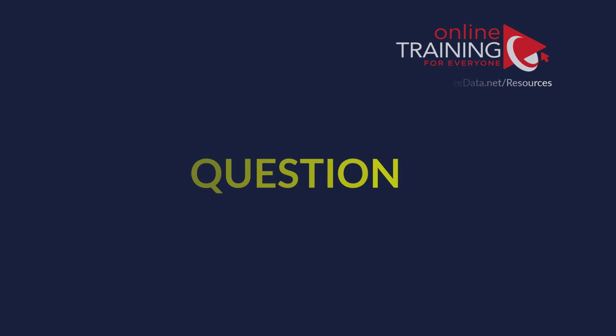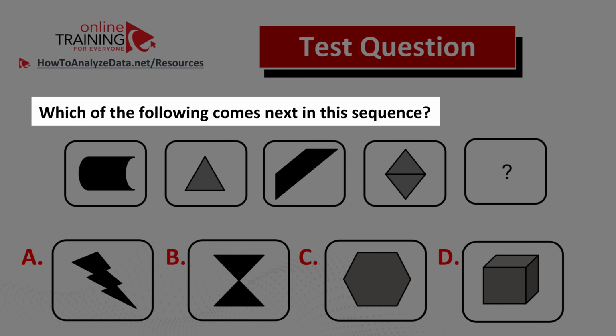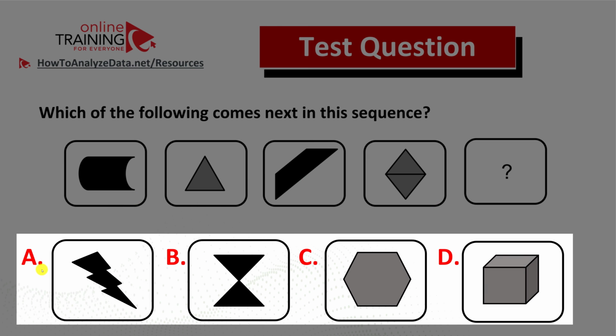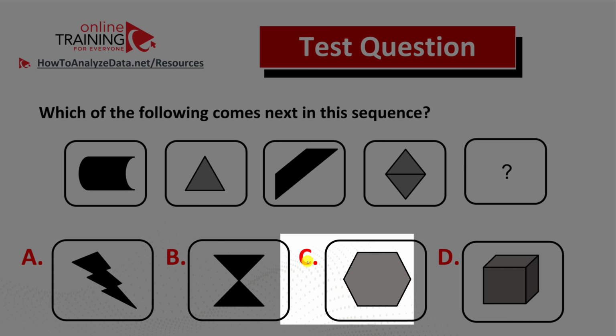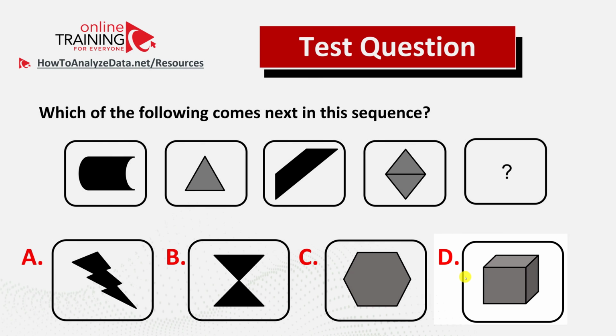Here's the interesting and tricky question from the real test. But somehow, I have a feeling that you might come up with the answer on your own. Which of the following comes next in this sequence? You have a sequence of 4 shapes displayed, and the 5th shape is the question mark, which you need to pick out of 4 different choices presented. So choice A, lightning, choice B, sand clock, choice C, hexagon, and choice D, cube. Do you think you know the answer? Let's see if we can come up with the answer together.